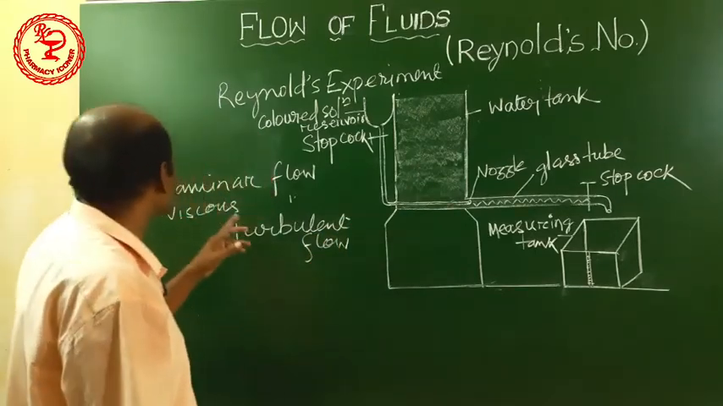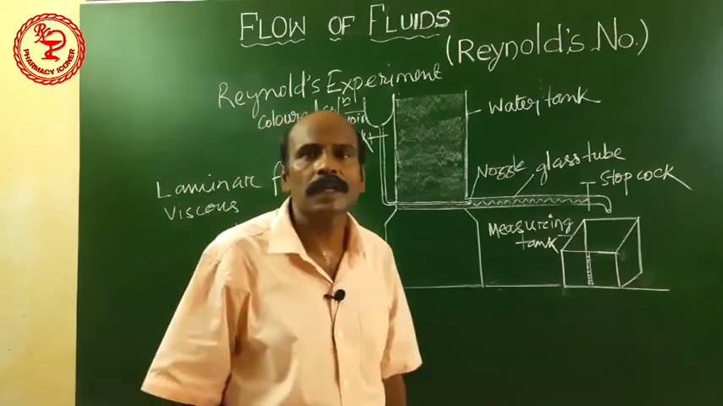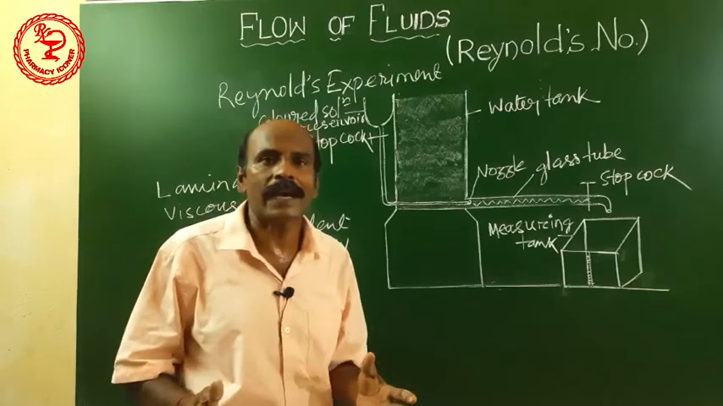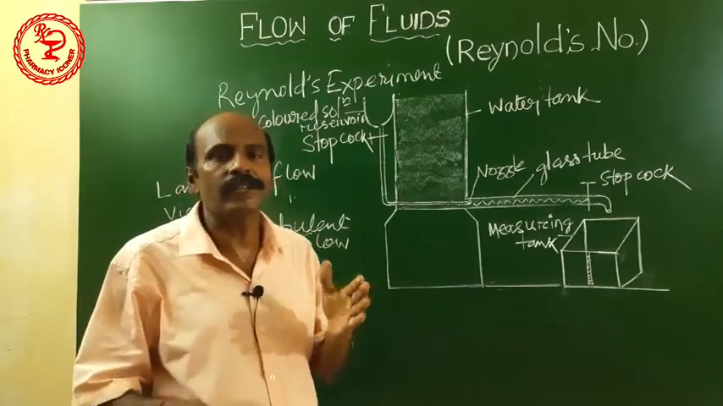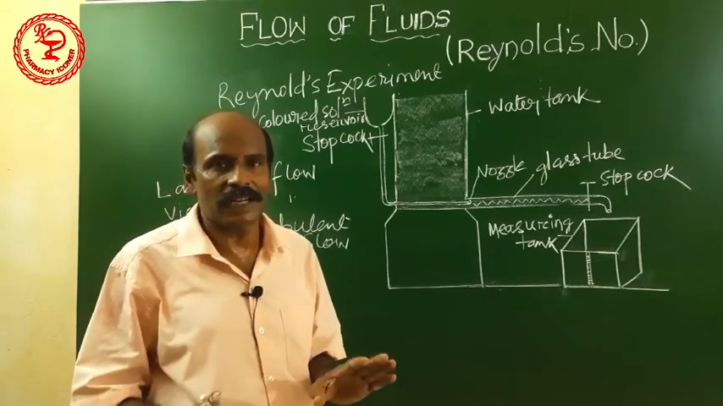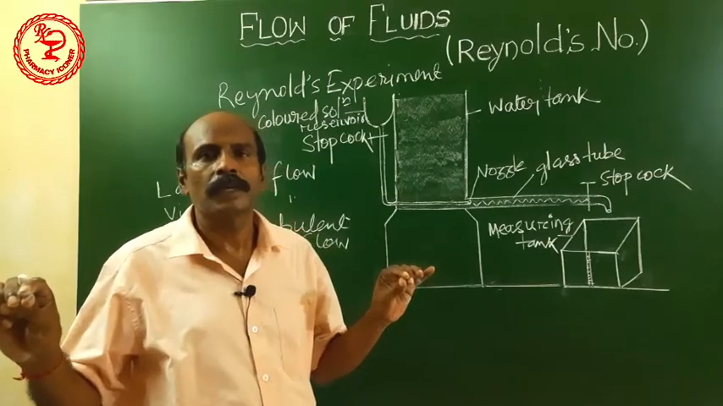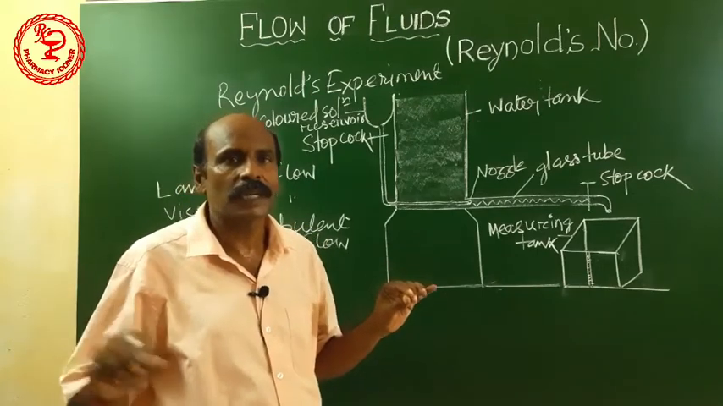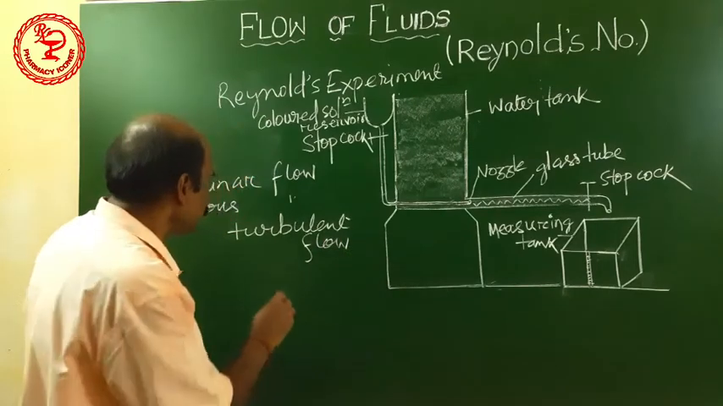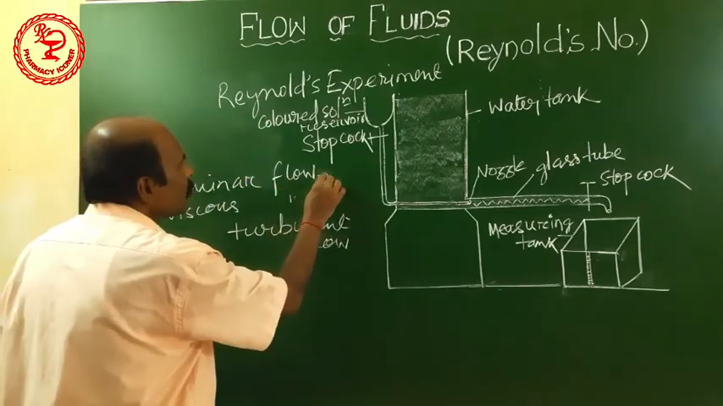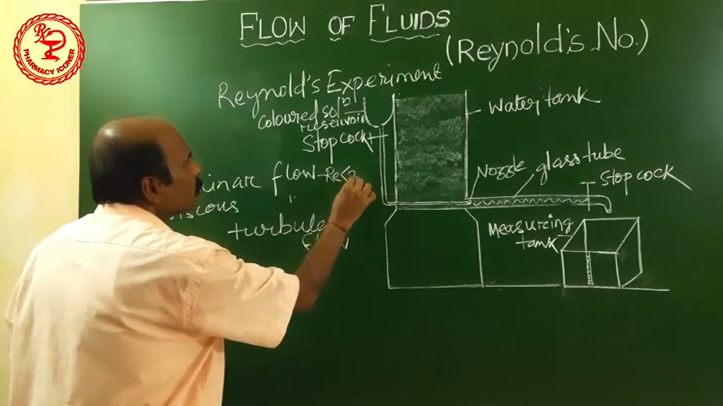So what is laminar flow? Laminar flow is a type of flow where the layer or layers do not mix with the other layers. Every particle moves through a straight line. In the case of laminar flow, the Reynolds number will be less than 2000.